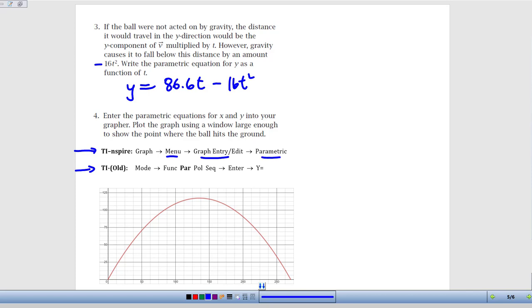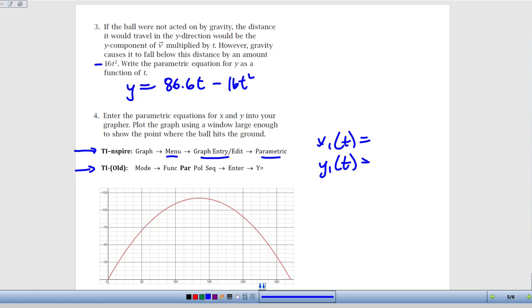And so then once you choose parametric, you'll see that it'll pull up an x1 of t equation, a y1 of t equation, and then there will be some additional information about how you want to set up the limits on the parameter t.